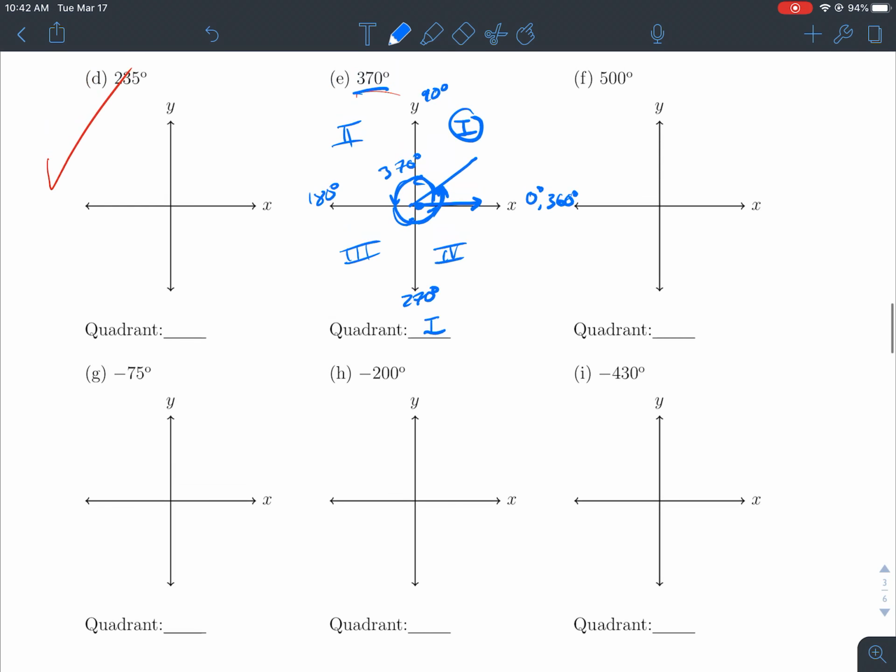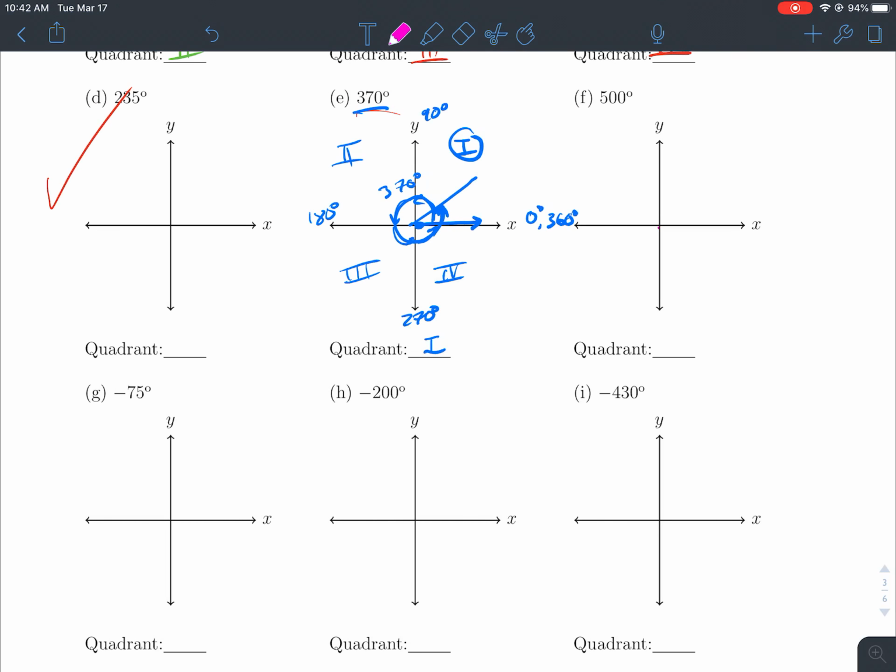For this one, 500 degrees, let's see, 500 degrees. Well, that's going to be past 90, past 180, past 270, past 360. If we go 90 more degrees, that would put us straight up here. That would be 450 degrees. So it's past 450 degrees. And it's 50 degrees past that to reach 500, so 50 degrees past that would be here. And so a 500 degree angle is a big spirally angle that lands in the second quadrant.